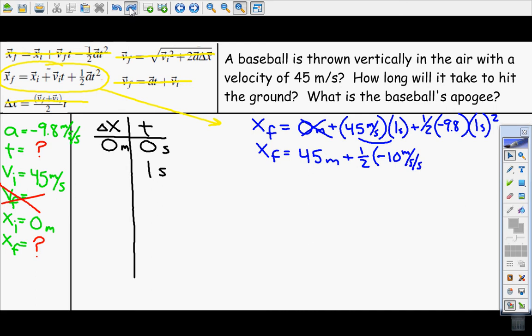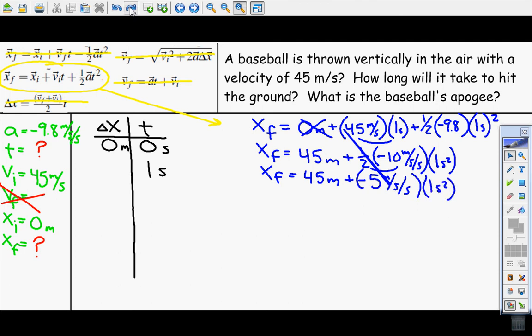Meters per second every second. And 1 second squared is just 1 second squared. All right, so XF equals 45 meters. And I'm going to multiply half with negative 10. That gives me negative 5 meters per second every second. And that's going to be multiplied with 1 second squared.